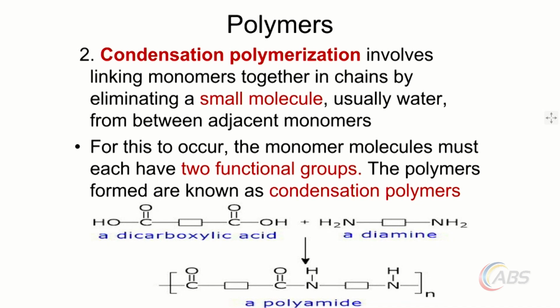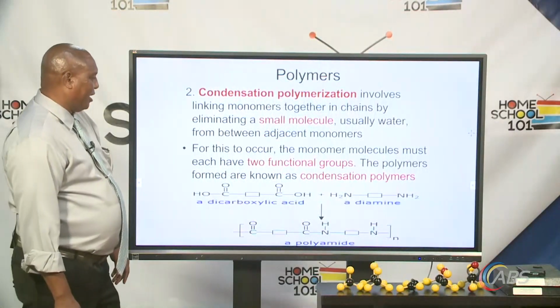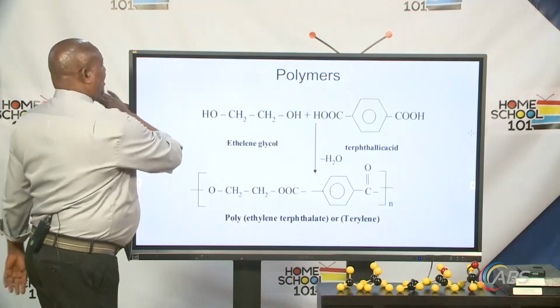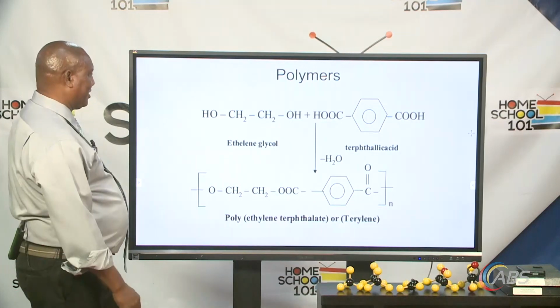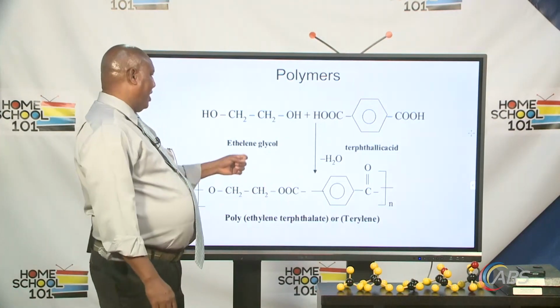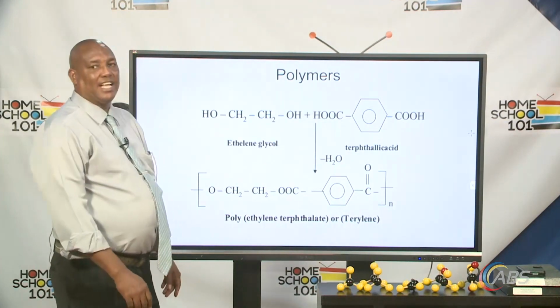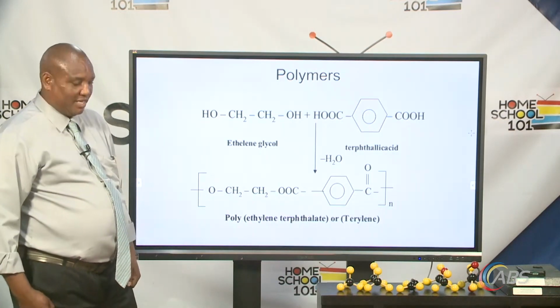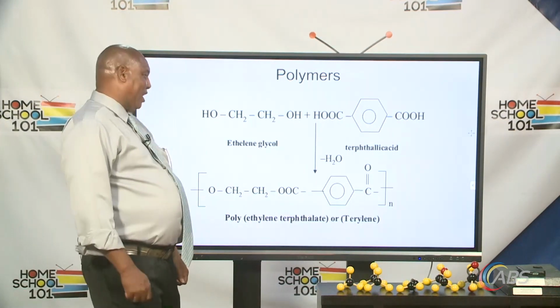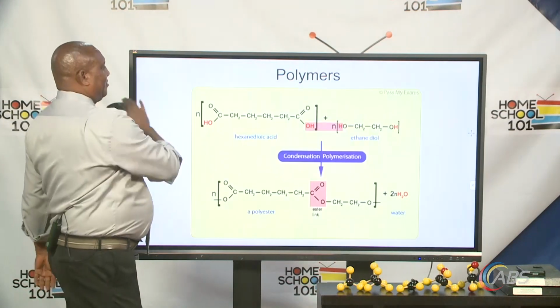A dicarboxylic acid must have two carboxylic acid functional groups, and a diamine has two NH2 groups on either side of the molecule. And then we can produce a polyamide. Okay? So these are some examples. Ethylene glycol plus terephthalic acid produces terylene, that makes the fabric that we wear. We use it to make cloth.